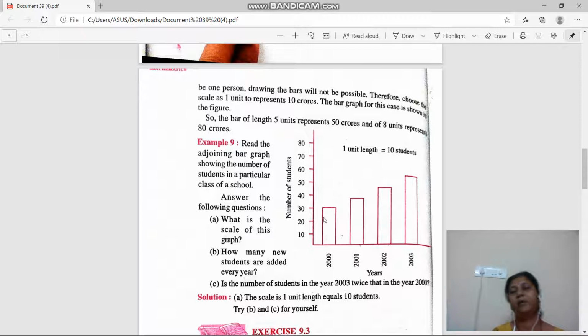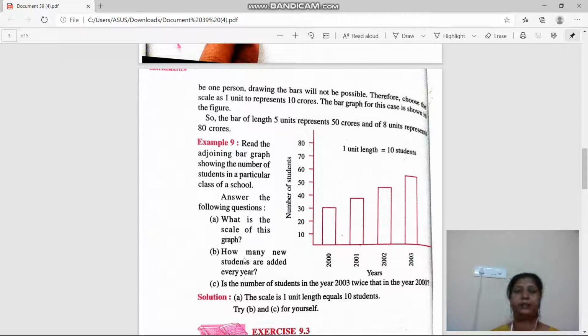Okay, with the help of scale you can measure here on 2000. Okay, I will tell you with the help of the cursor, but you have to practice with the help of a scale. Okay, so see here, in 2000 how many students are there? 30. In 2001, 40. 2002, 50. 2003, 60. Okay, now we will answer the questions. What is the scale of the graph? So here the scale is given, 1 unit length is 10 students.